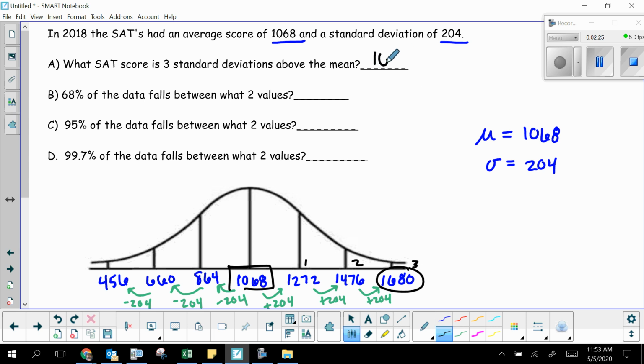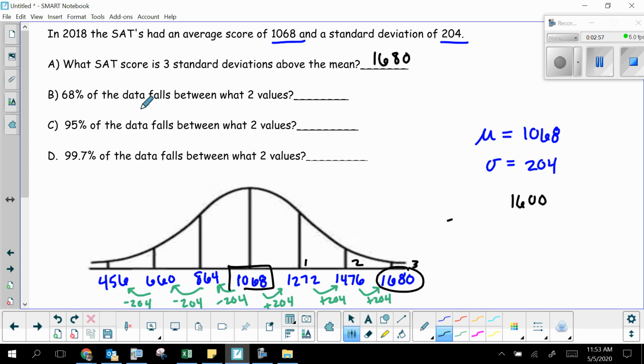Part of the reason I'm using this portion of the graph, 1680, is because we always have to use a little bit of common sense. Your SATs, in this case, the max score was 1600. So no scores are actually going to be up there. But with the way the data crunched, we get 3 standard deviations above the mean as 1680. So a little bit of an anomaly because nobody could get that score. So look out for things like that.